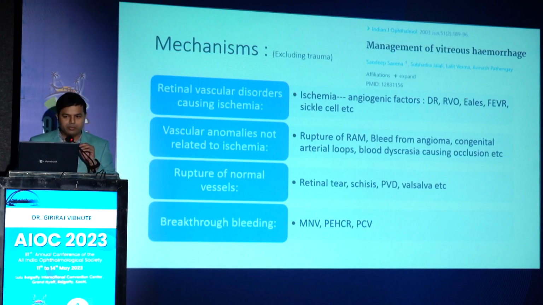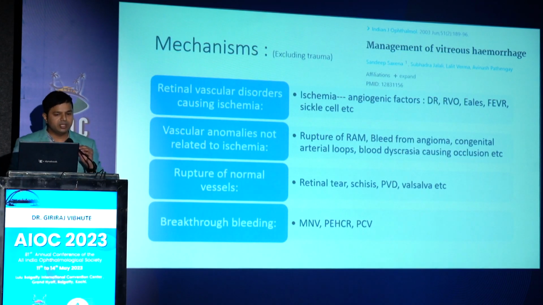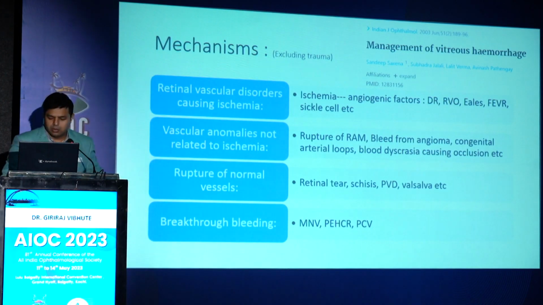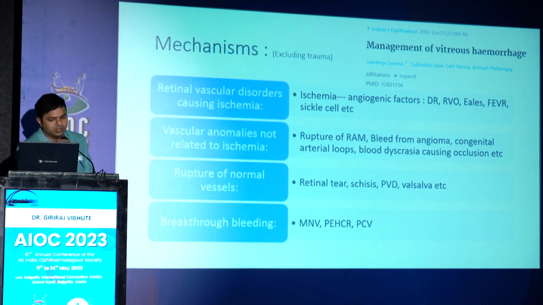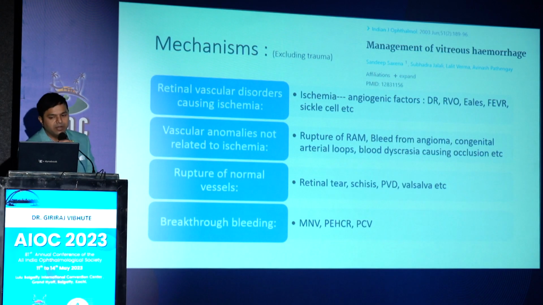So in this beautiful article by Saxena and Dr. Subhadra Jalali et al., they classify vitreous hemorrhage based on its mechanisms. Some common mechanisms are retinal vascular disorders which cause ischemia, leading to angiogenesis, which leads to vitreous hemorrhage. There are conditions of vascular anomalies where there is no ischemia, like rupture of a RAM because of hypertension, bleed from an angioma, congenital arterial loops, etc.